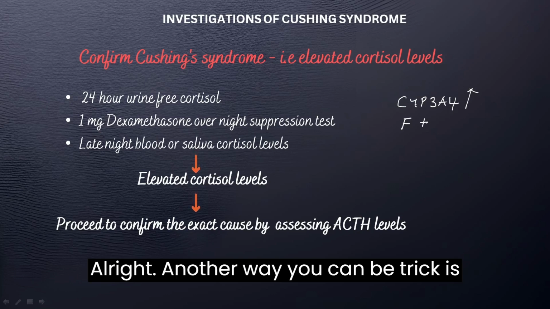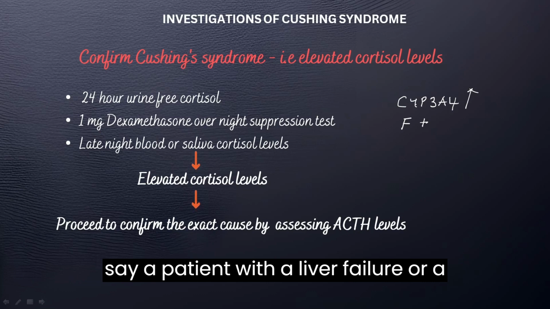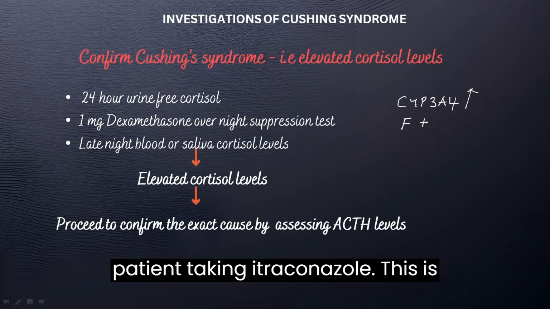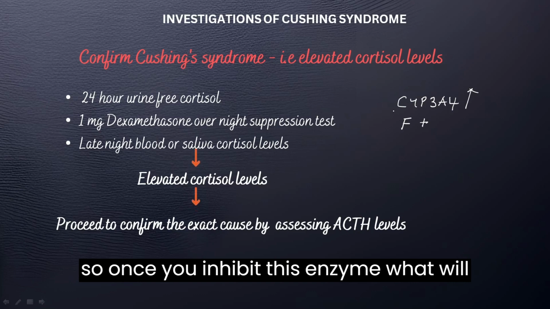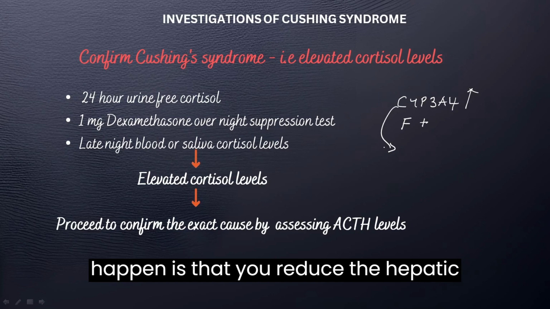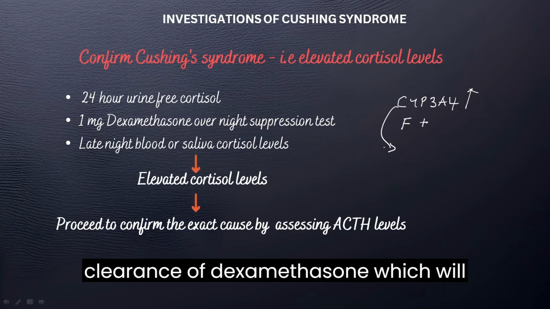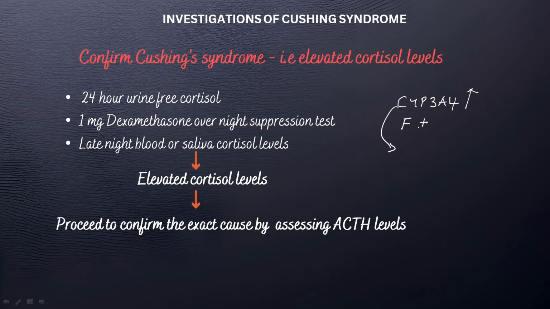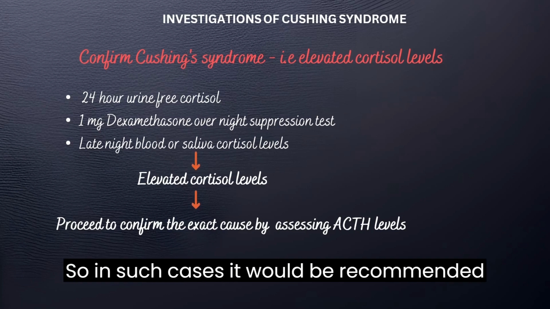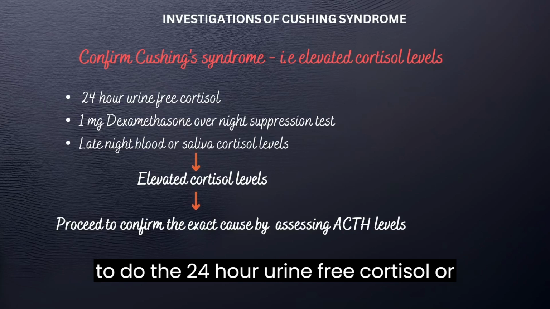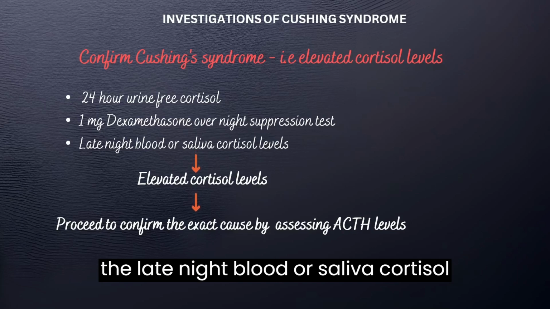All right. Another way you can be tricked is, say, a patient with a liver failure or a patient taking itraconazole. This is rather an inhibitor of this enzyme. And so once you inhibit this enzyme, what will happen is that you reduce the hepatic clearance of dexamethasone, which will then lead to a false negative test. So in such cases, it would be recommended to do the 24-hour urine-free cortisol or late-night blood or saliva cortisol levels.